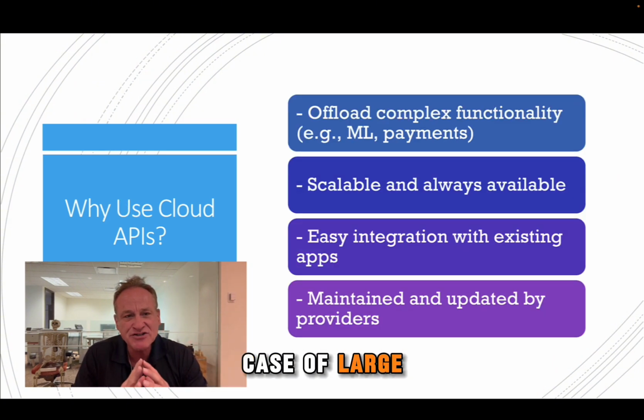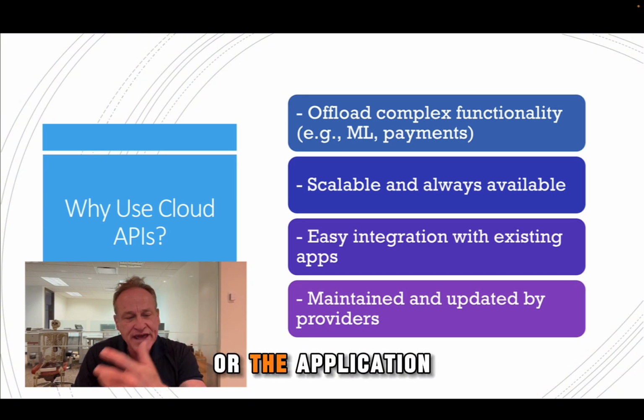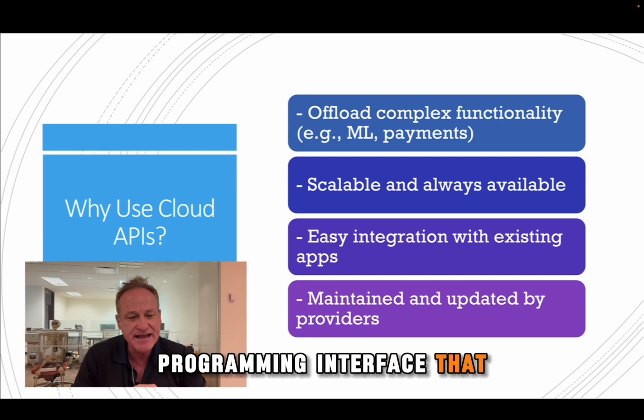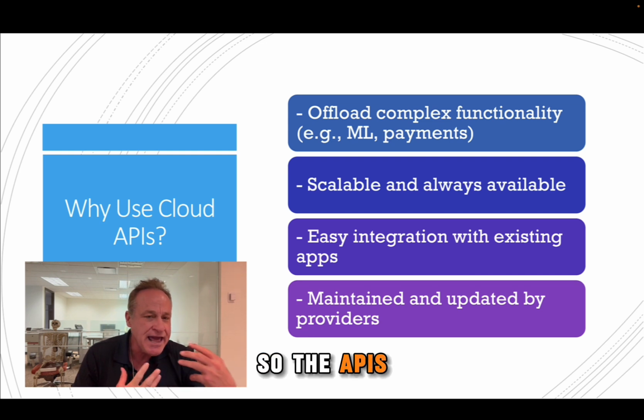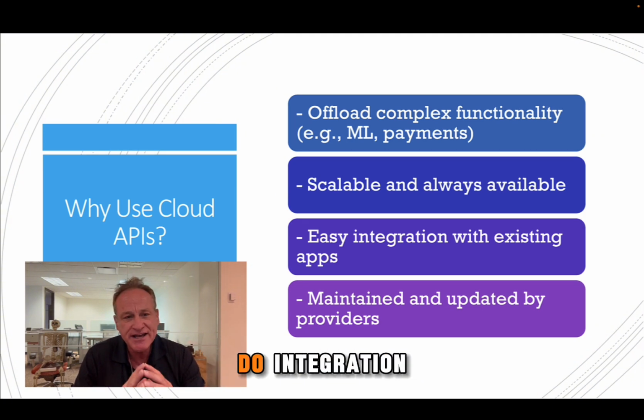So why would you want to use an API? Well, in the case of large language models, you're using APIs because that is one of only two ways you can access large language models. You can access them from the browser front end that they provide, or the application programming interface that they provide. The APIs are just a way for you to access something, and it's an easy way to do integration.